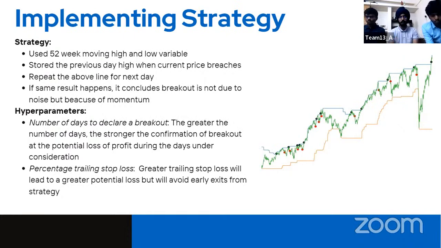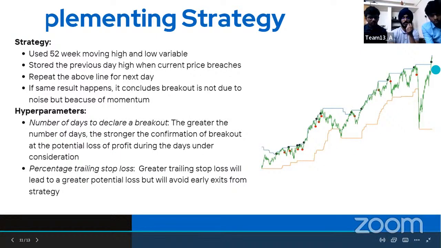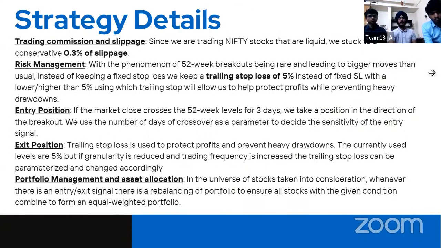And you keep that position up until the point where we have what is called a percentage trailing stop loss, which I'll talk about in a little bit. This percentage trailing stop loss is the exit condition, and it is essentially a drawdown percentage from the maximum. This drawdown percentage of 5% will tell you when you should exit the trade. That also ties into our risk management: since 52-week breakouts are relatively rare and lead to large moves, instead of keeping a fixed loss, we keep this drawdown type of metric, which allows us to get profits without heavy drawdowns because it's capped at 5%.